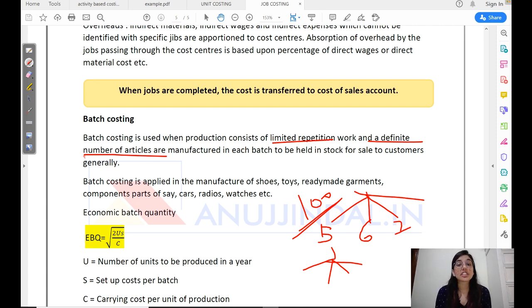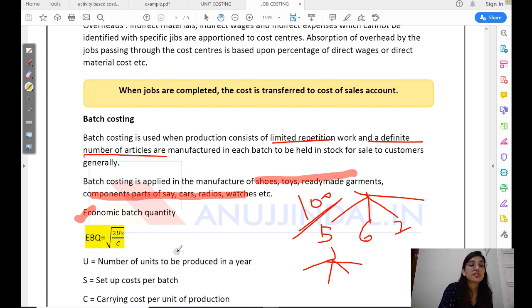So where is batch costing used? It can be used in the shoe industry, in toys, in ready-made garments, in component parts of, say, cars, radios, watches, etc. Now the last topic is economic batch quantity. So what is this economic batch quantity? As we have seen in the example, we are producing 100 shoes in one batch. Now is this batch of 100 shoes an economic batch? That means, will it reduce our cost to the minimum?